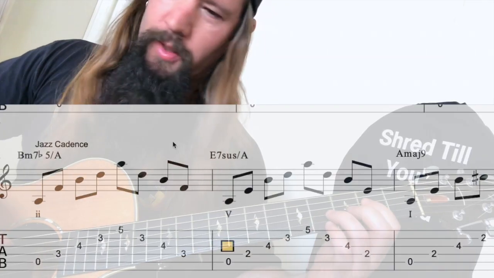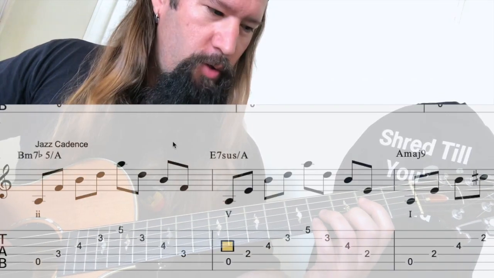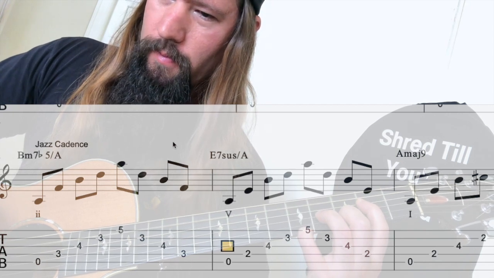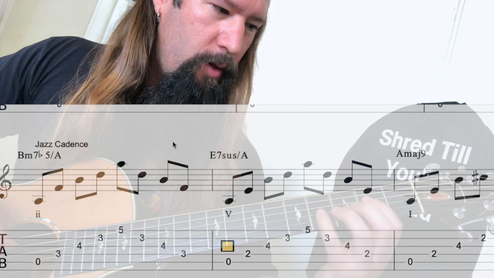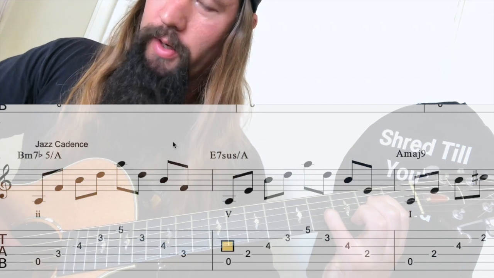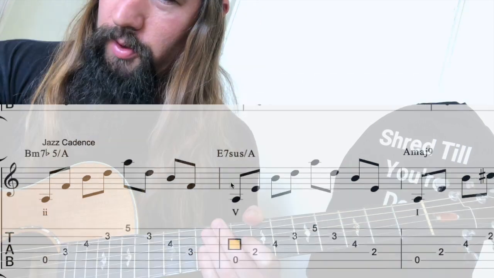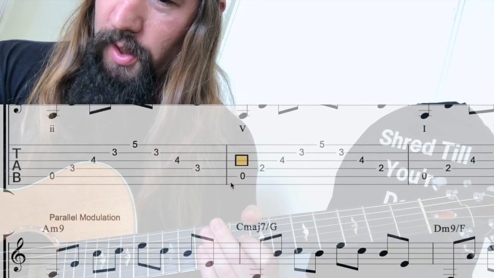Okay, so now Randy's going to set us up for some resolution. We got this E7 sus over A happening. And then the sweet resolution to the A major 9. But don't get too comfortable because that resolution is not going to last.